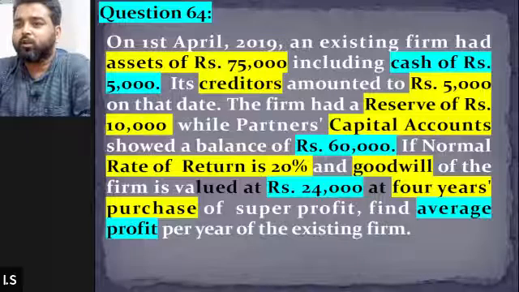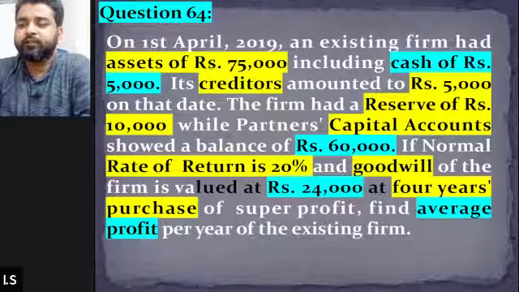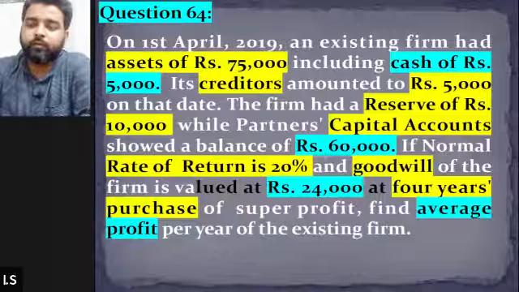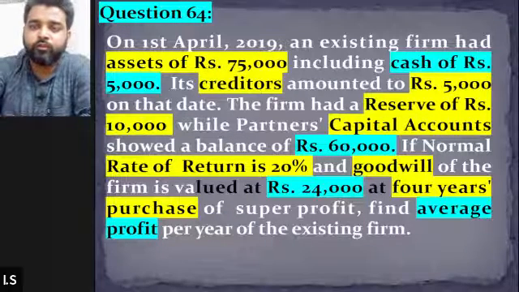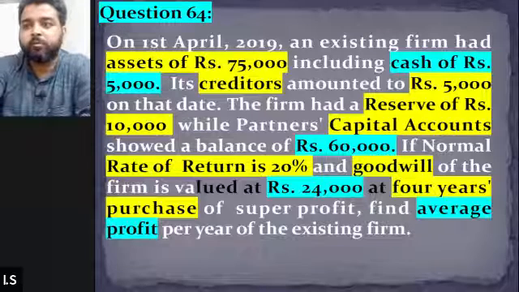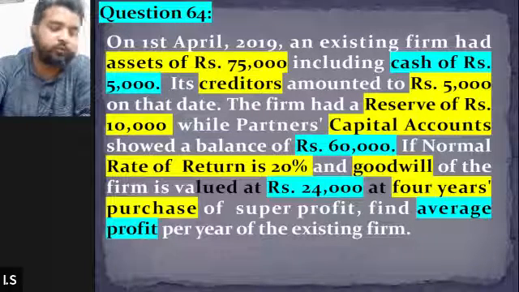Okay, just ignore the last line, find the average profit. We need to find out the goodwill of the firm. We are not required to find out the average profit. Just consider that we need to find out the goodwill of the firm. Instead of finding out the average profit, we will be finding out the goodwill of the firm.